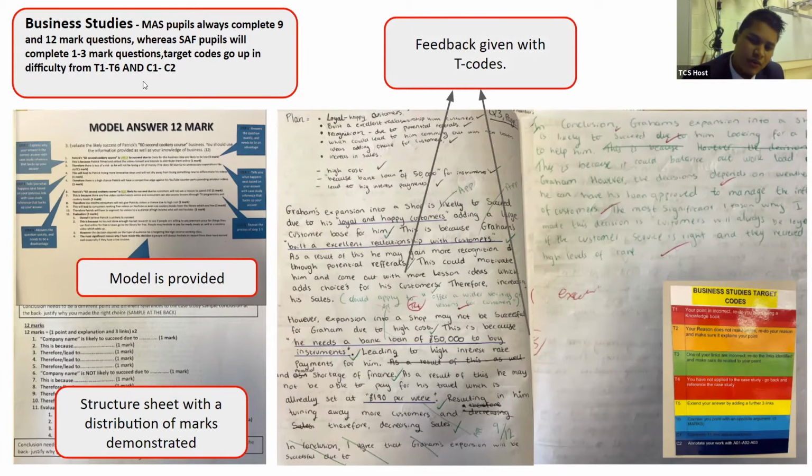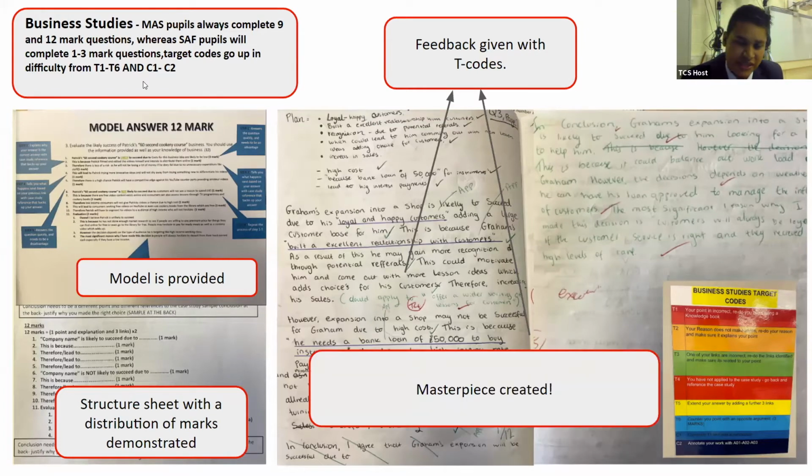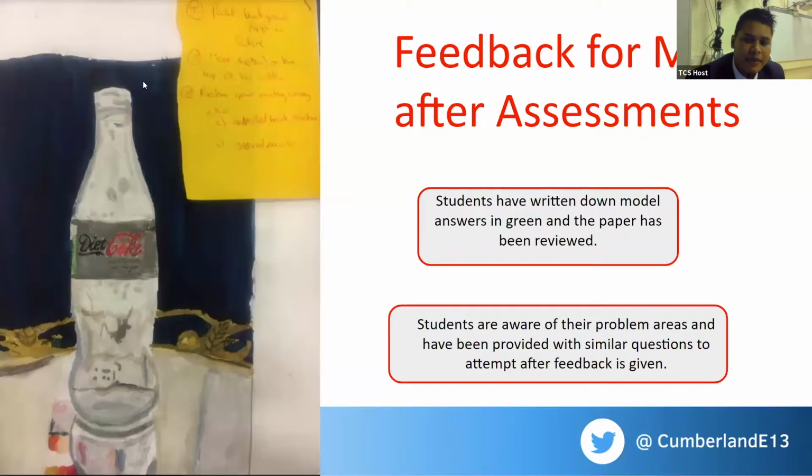And again, the T codes are increasing in challenge and increasing in difficulty, allowing students the chance to extend their writing. And what you've got is, again, the final masterpiece being created. So the masterpiece is the one that gets the 12 marks, the full piece that gets full marks.